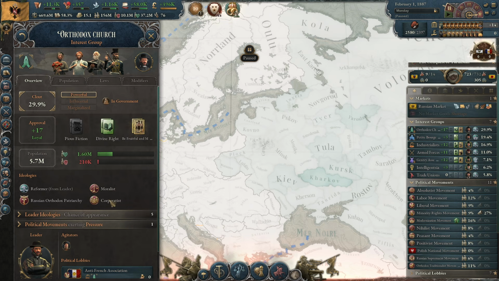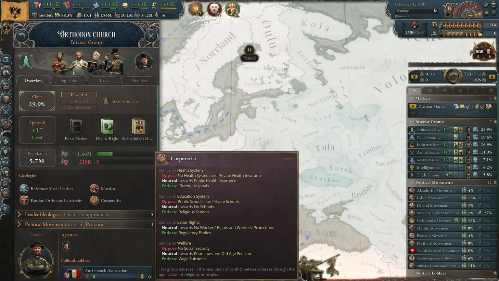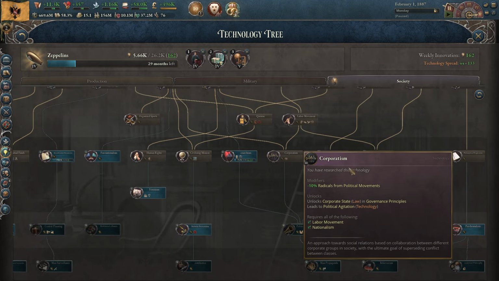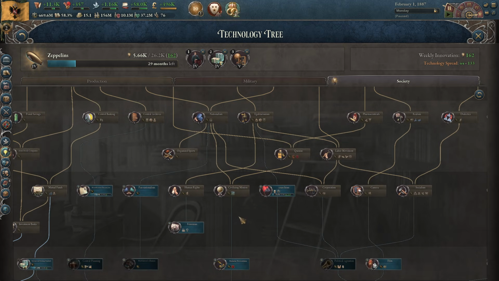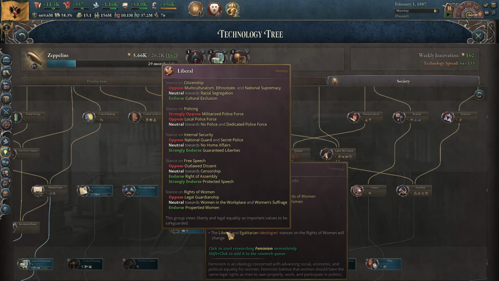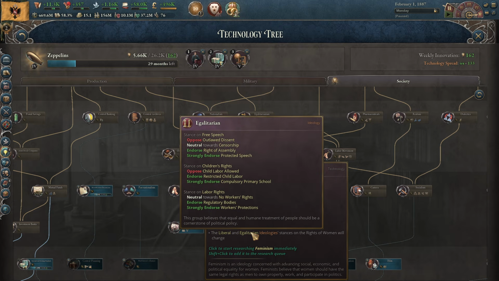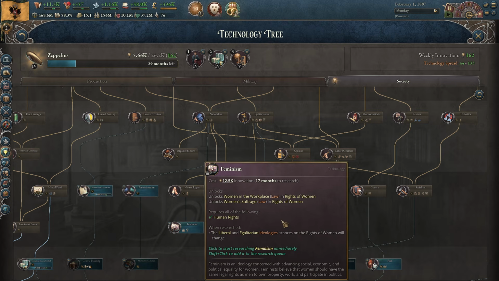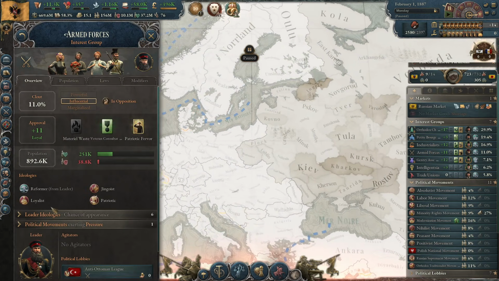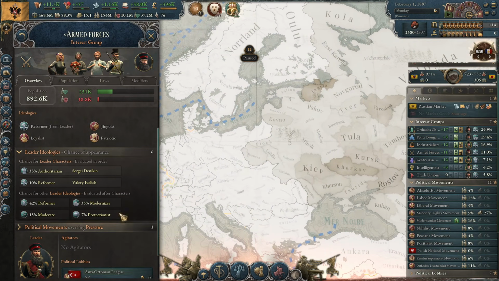So this can actually make initial reformers Russia harder if you're not sure on how to control their approval and get their support. We also have the corporatist ideology. This is actually an ideology that every devout interest group can get, but that requires you to research the corporatism ideology, which will then cause this change. There are several other technologies that can cause this too. Socialism will cause the trade union to get the socialist ideology. Researching feminism will cause anyone who has the liberal and egalitarian ideologies to become more supportive on the rights of women, meaning they're more likely to support women's suffrage over other laws. You also have things such as the armed forces, who are loyalists, etc., so on and so forth.